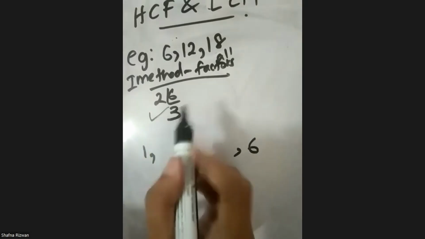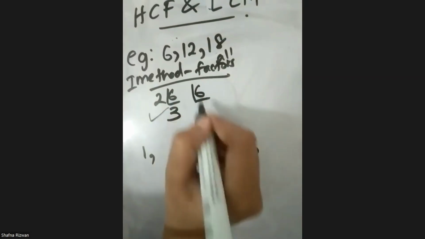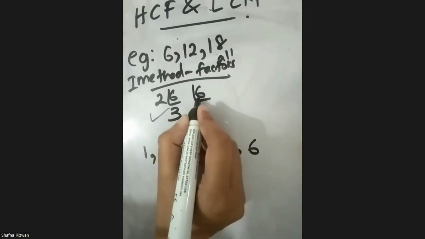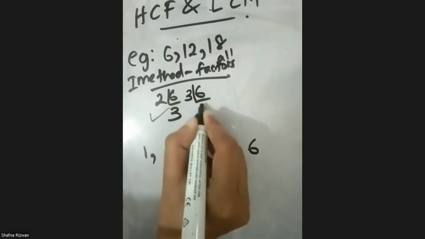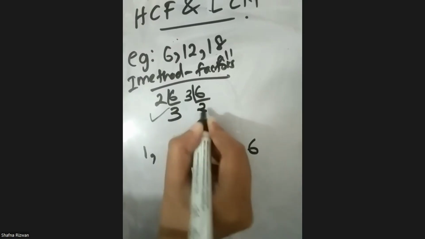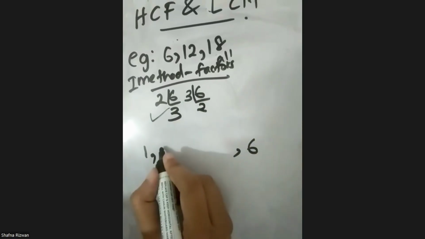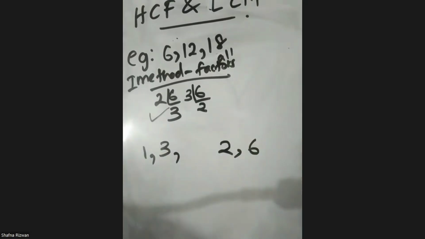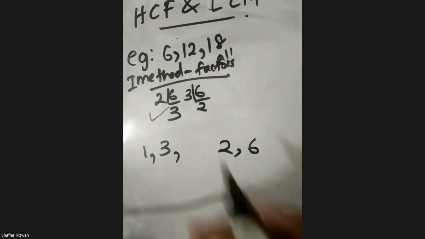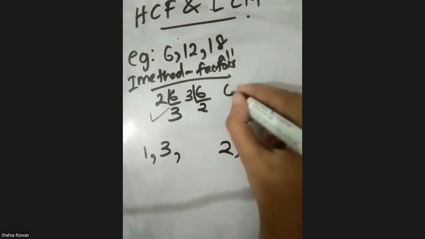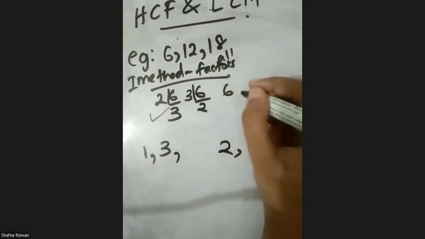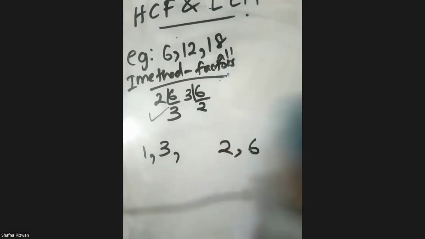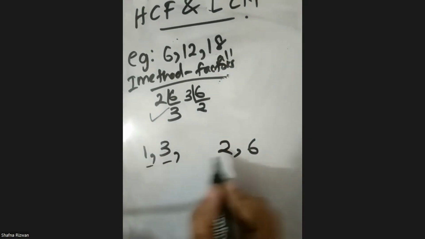Now 1 is done. Again, take 6, divide by which number? Can you divide this by 3? Yes, because 6 is divisible by 3. 6 divided by 3 is how much? 2. So 3 and 2, you already got the factors. Now again, can you divide 6 by 4? No, you can't divide this by 4. Only these are the numbers that you have: 1, 3, 2 and 6.